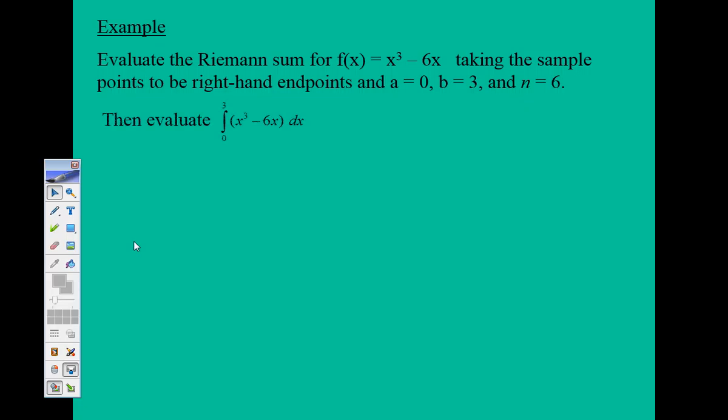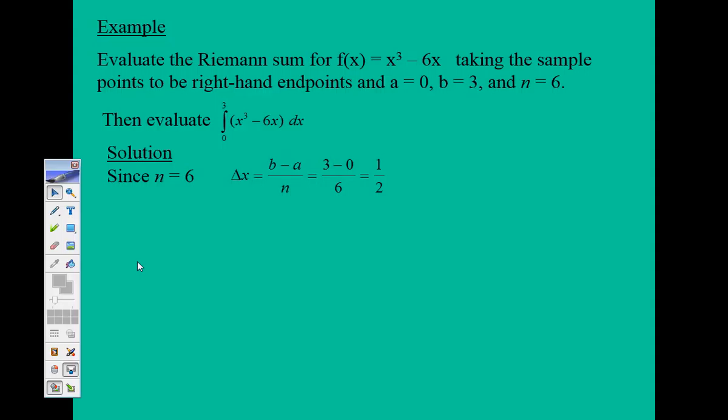Then we're going to evaluate this integral. Now, if we find the Riemann sum of x cubed minus 6x on the interval 0 to 3 with n equals 6, that will be an approximation for this integral. The integral gives us the exact value under the curve. But when we let n equal some number, as in this case, and we look at the Riemann sums, we're going to just get an estimate for the area under the curve.